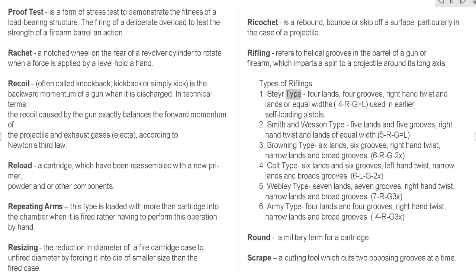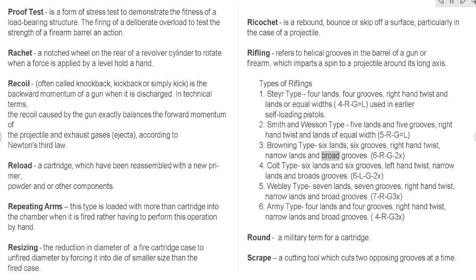1. Stair type, 4 lands, 4 grooves, right hand twist, lands of equal width, 4 Rg equals L, used in earlier self-loading pistols. 2. Smith & Wesson type, 5 lands and 5 grooves, right hand twist and lands of equal width, 5 Rg equals L. 3. Browning type, 6 lands, 6 grooves, right hand twist.